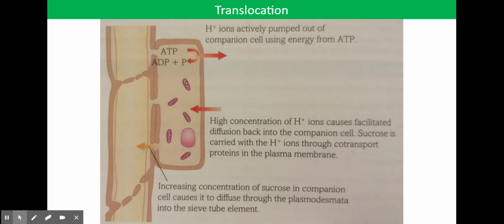It is also called secondary active transport, as it results from the active transport of the hydrogen ions out of the cell and moves the sucrose against its concentration gradient. As the concentration of sucrose in the companion cell increases, it can diffuse through the plasmodesmata into the sieve tube.